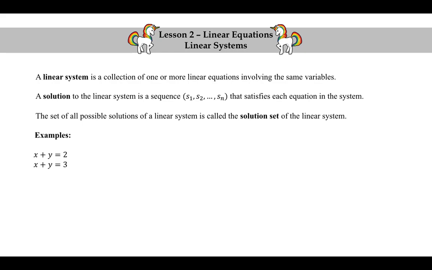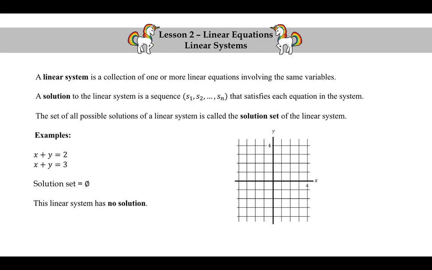Let's look at another example. x plus y equals 2, x plus y equals 3. If x plus y is equal to both of these numbers, then those two numbers would have to be equal to each other, and that is clearly a contradiction. So the solution set of this system of equations is the empty set. In other words, the linear system has no solution.